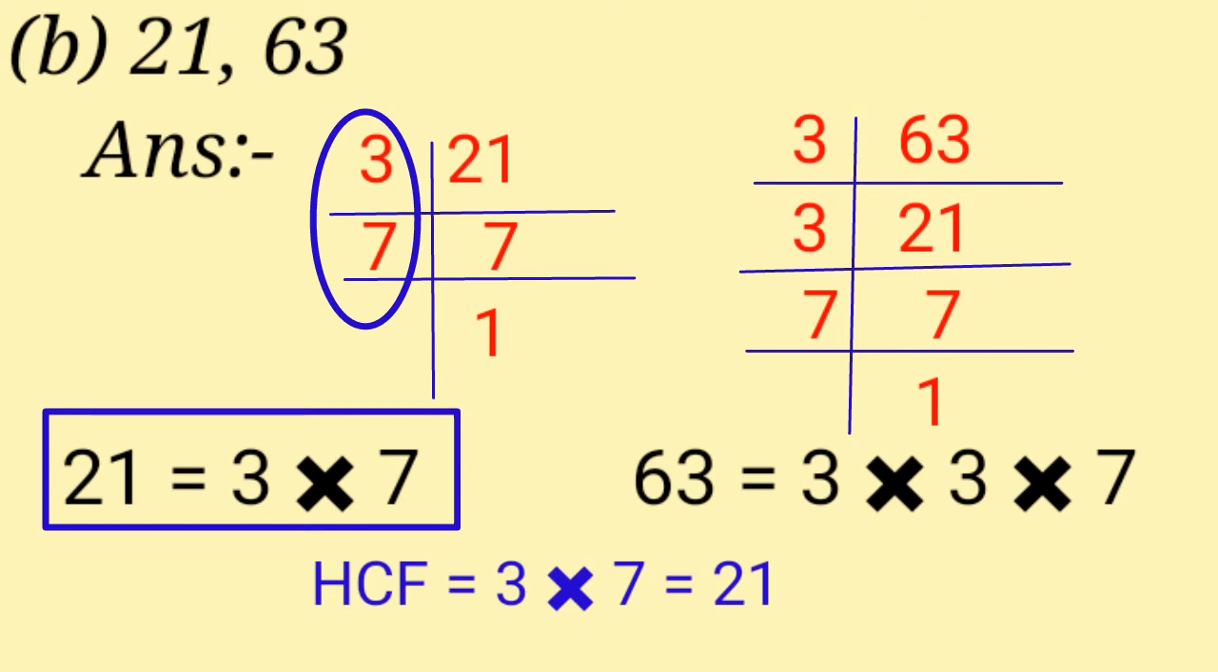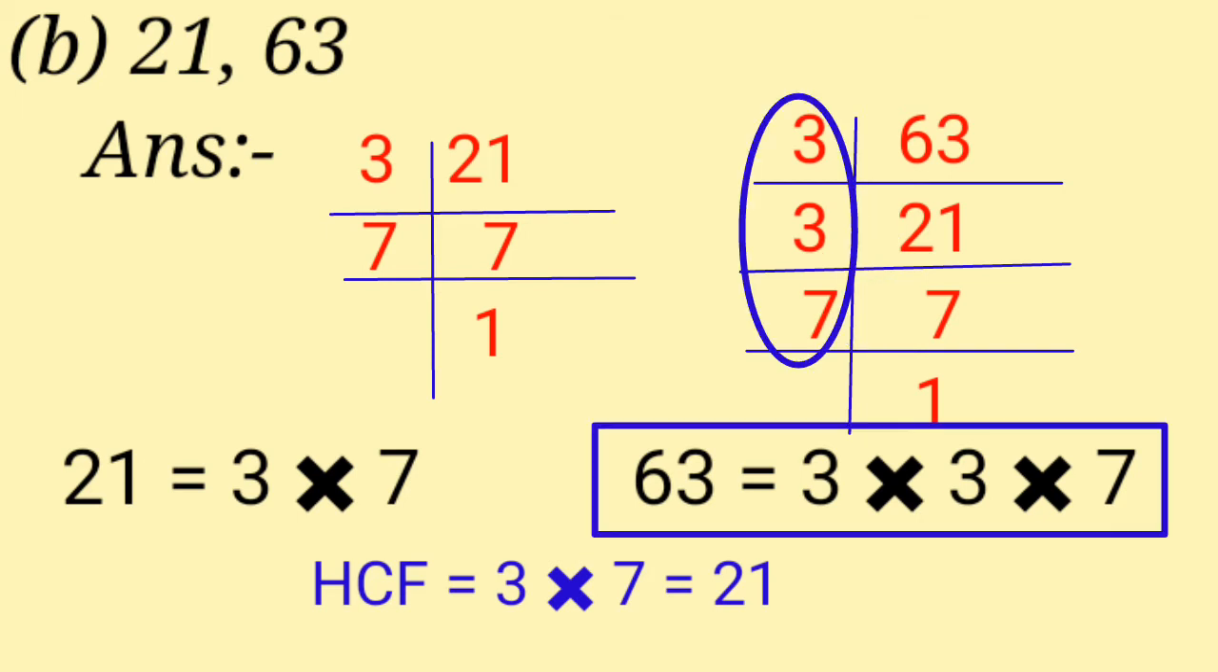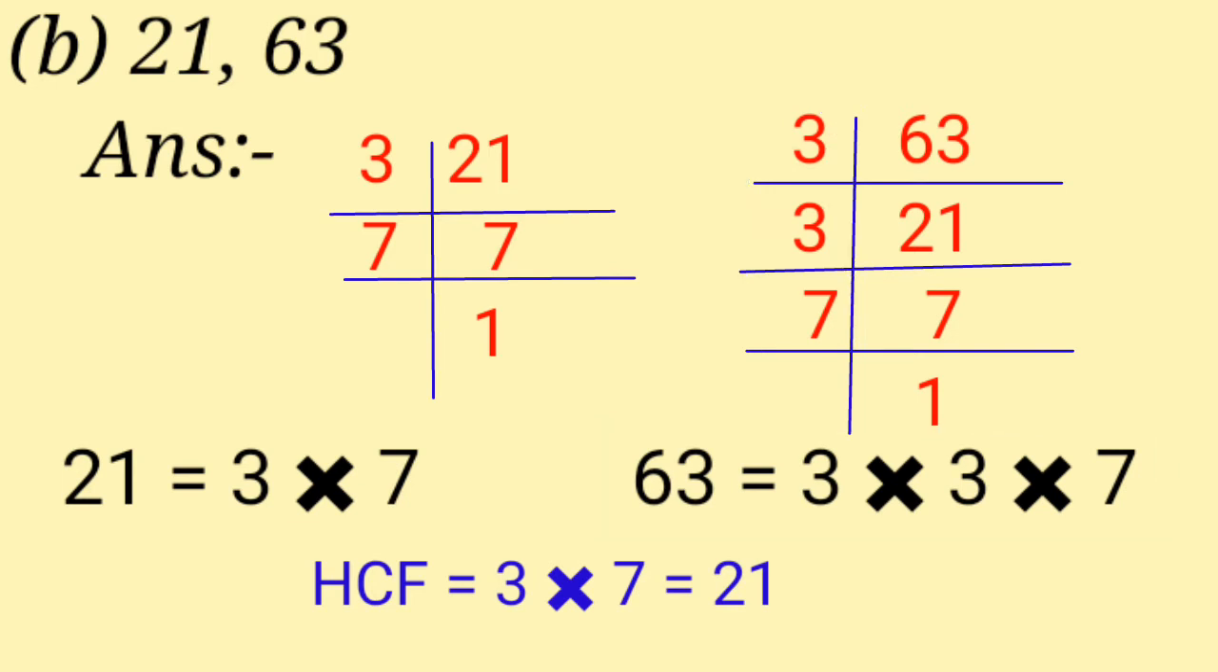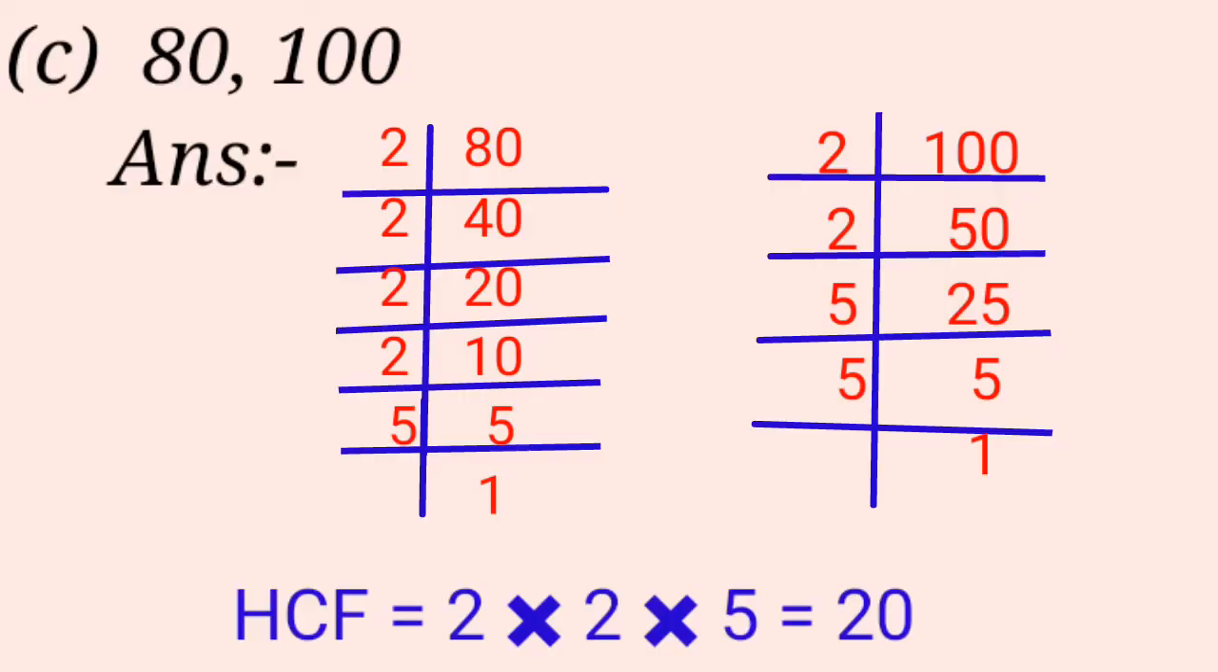Similarly 63. 3 21s are 63 and 3 7s are 21 and 7 1s are 7. So we get 1 at the bottom, right? So this factorization is complete. So 63 is equal to 3 into 3 into 7. So from here you can check which factors are common. Here 3 and 7 both are common. So that's why HCF is equal to 3 into 7 is equal to 21. Answer.